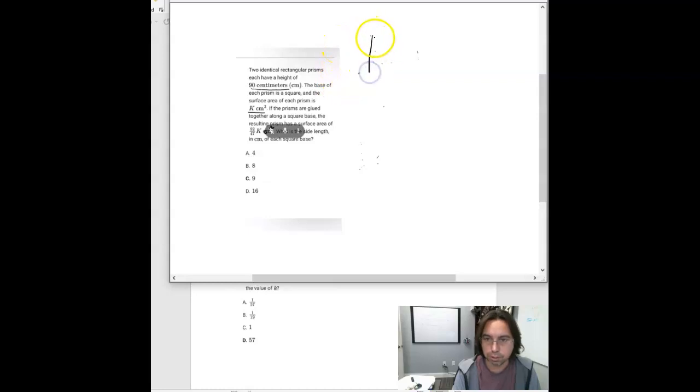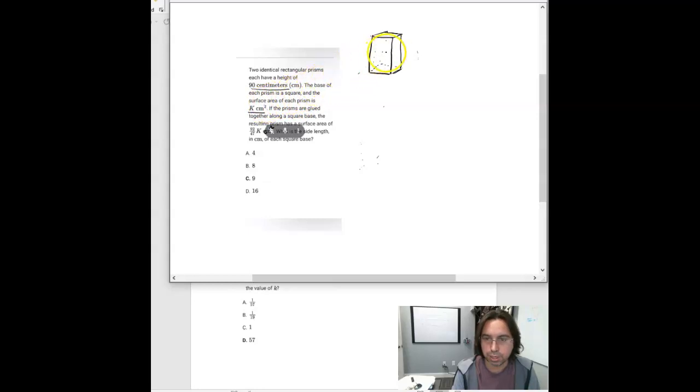this is where it's a little challenging to visualize, but essentially we have this prism. Let me give a little more of an angle there. We can see that we have something that looks like this, and then like this. This is where we have to tease between the words a little bit more. It says the base of each prism is square, and the surface area of each prism is k centimeters squared.